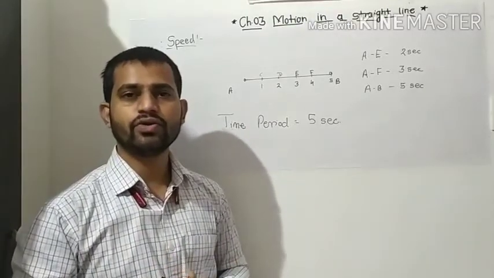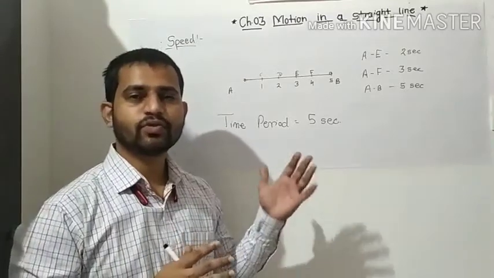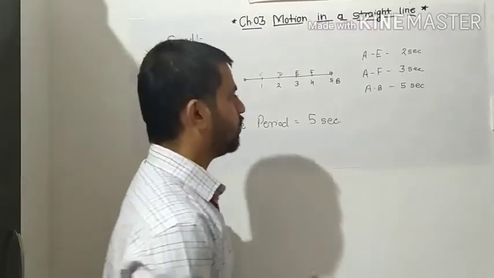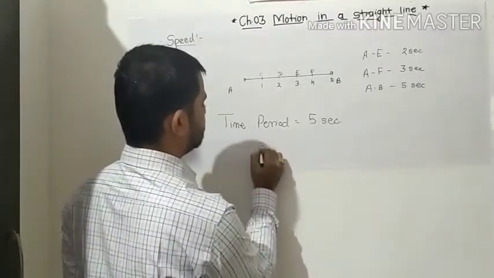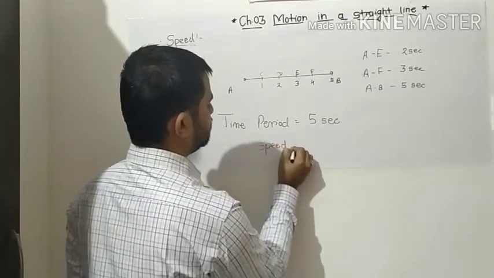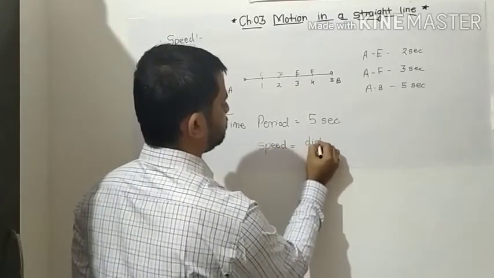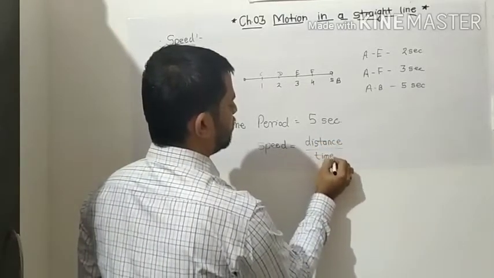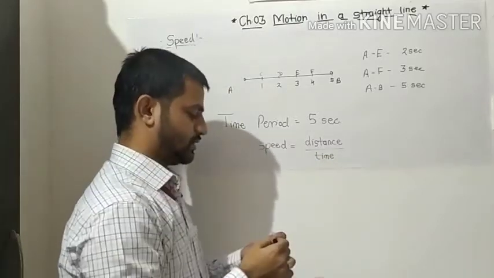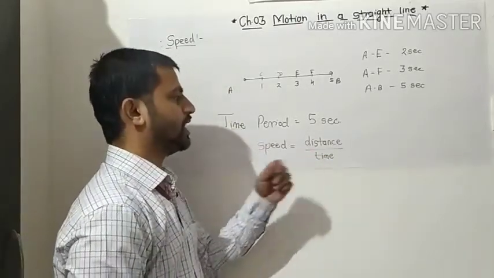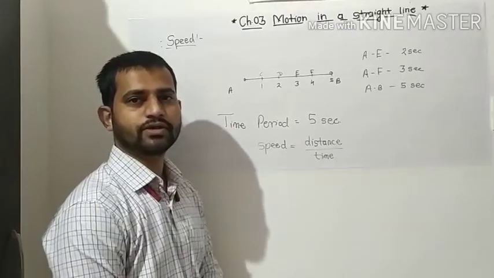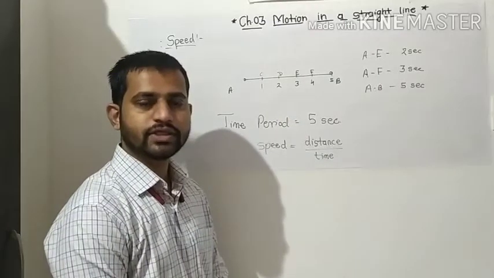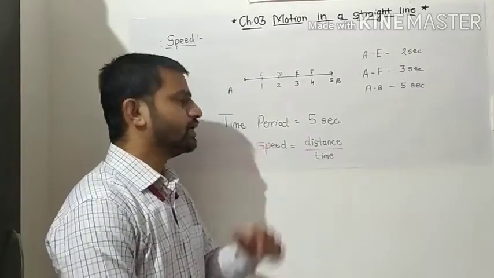And if you want to know the speed between these 2 points, then you have to go by one single formula. How can we calculate the speed? Speed is equal to distance upon time. Now here, what is the time? It is either the time period or the time. Which time we have to consider? You have been given the time period from A to B. So in that case, you have to consider the capital T time period.